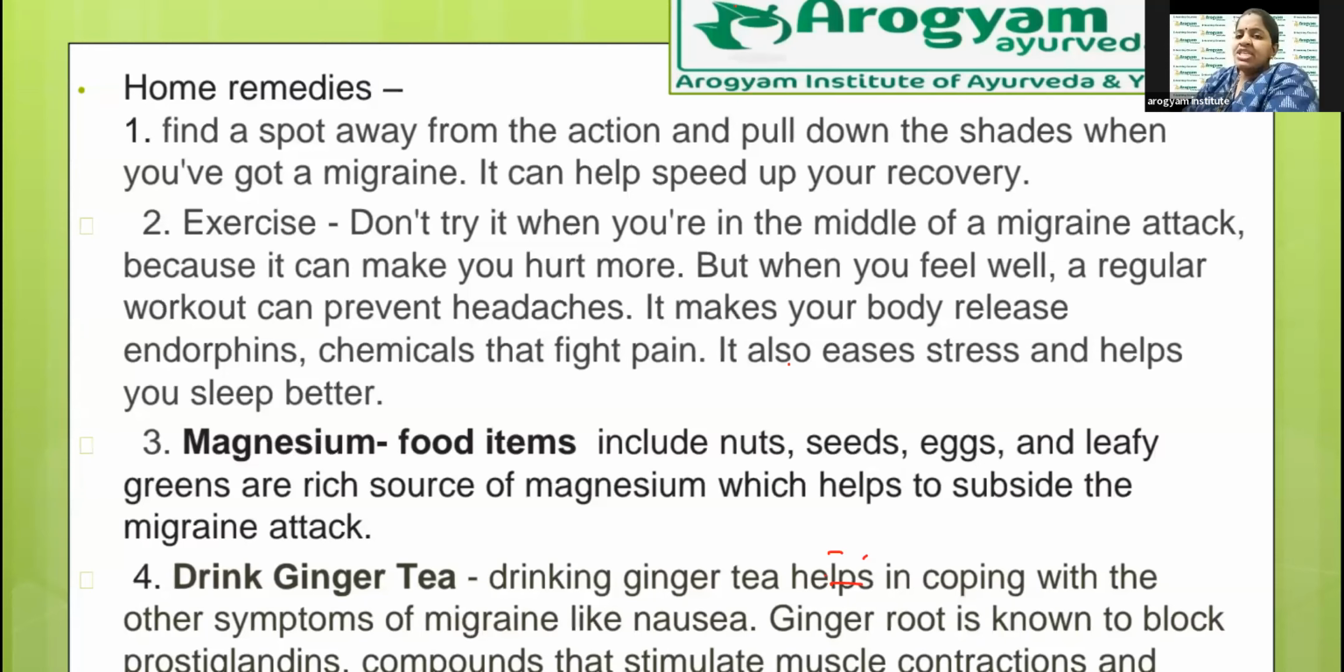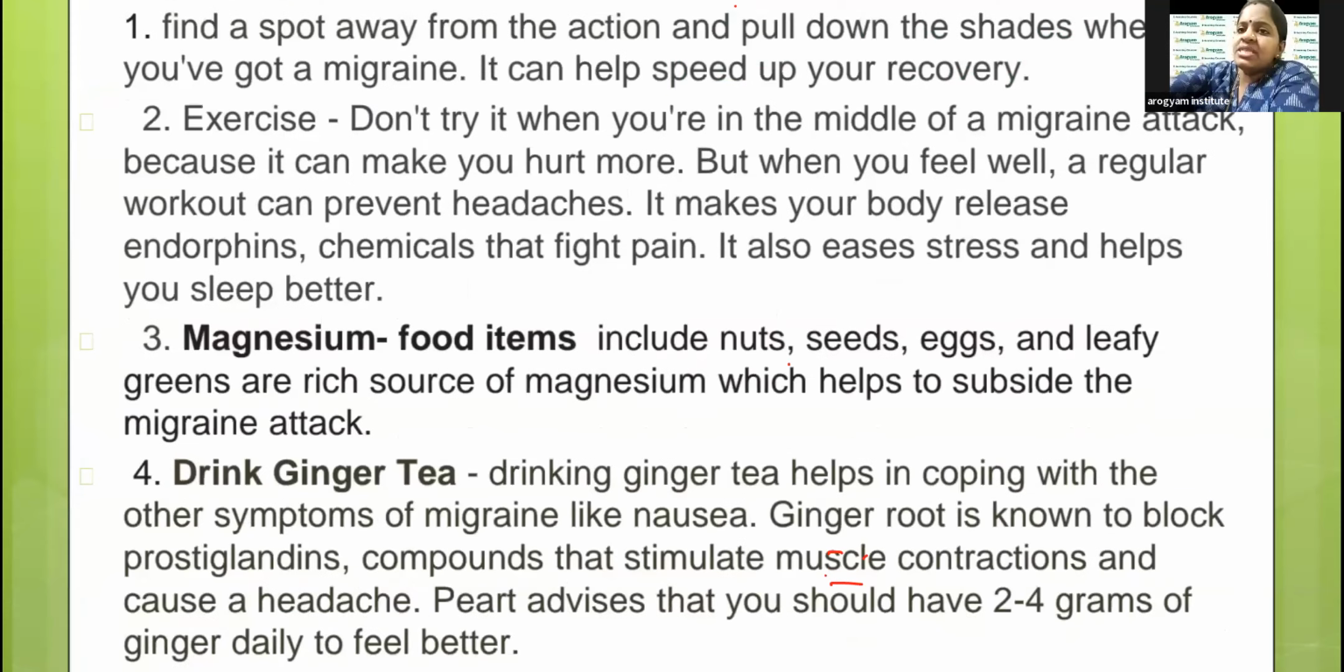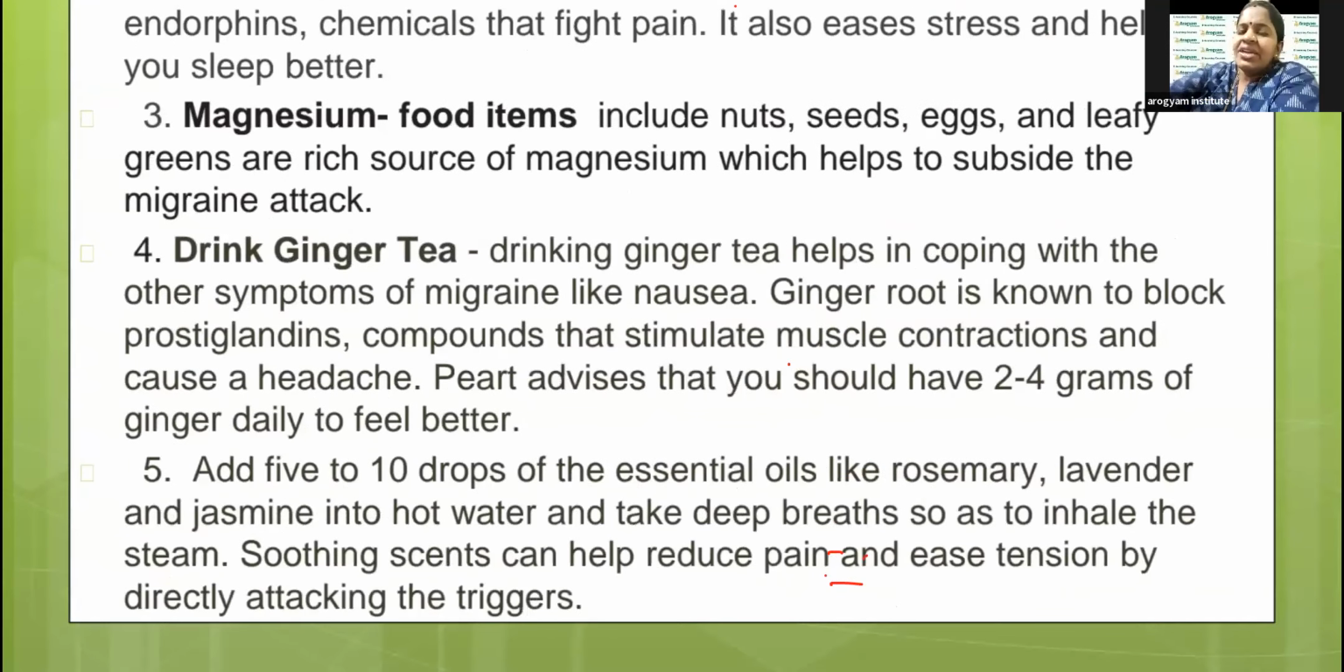Then, magnesium food items include nuts, seeds, eggs, and leafy greens, which are a rich source of magnesium, which help to subside the migraine attack. Drink ginger tea. Drinking ginger tea helps in coping with the other symptoms of migraine like nausea. Nausea is a feeling of wanting to vomit, but vomiting does not happen.